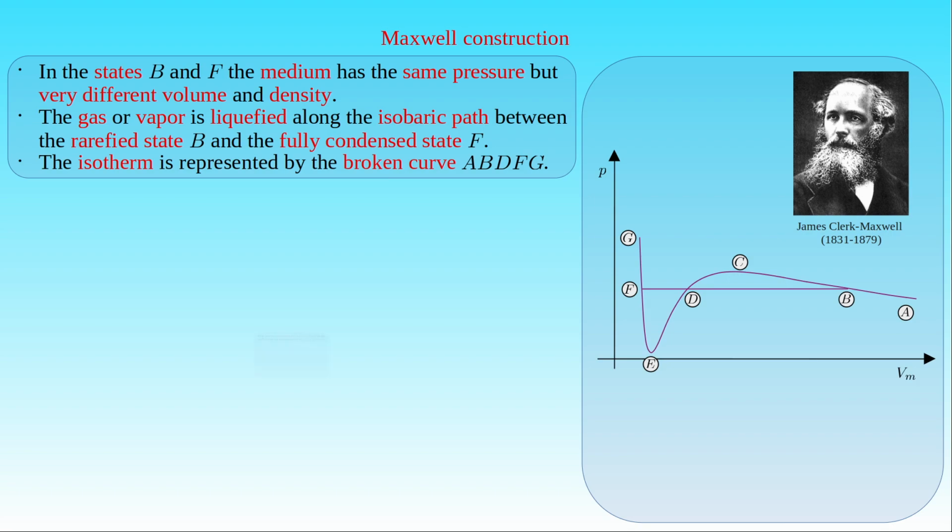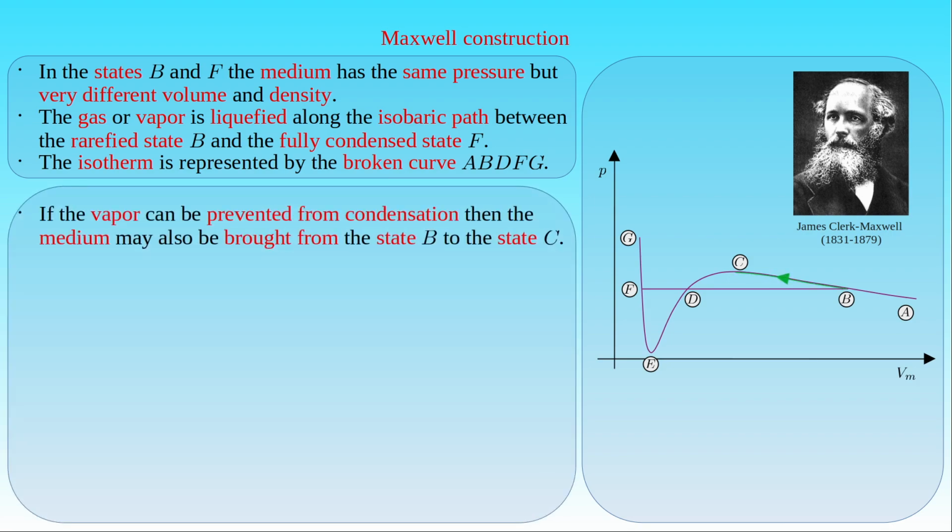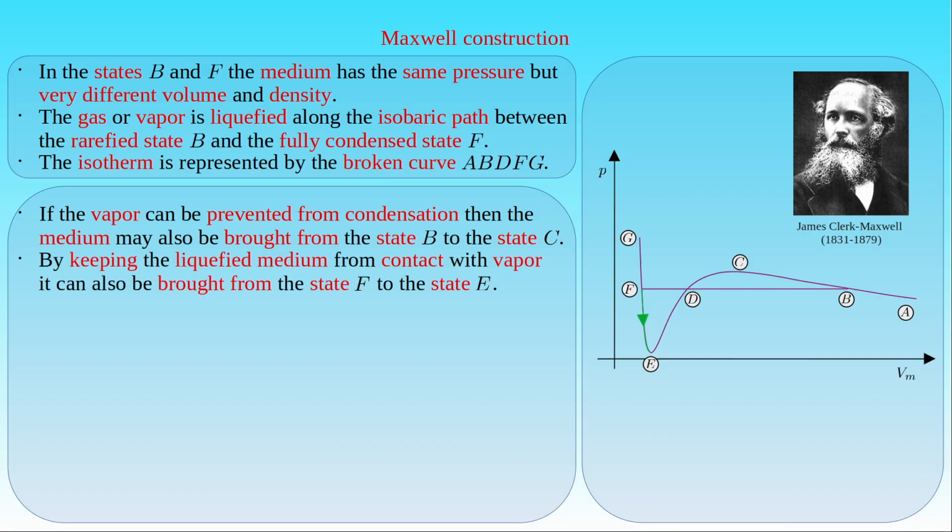If one is able to prevent the saturated vapor from condensation, the medium can also be brought from the state B to the state C along the green curve. Similarly, by carefully keeping the liquefied medium from contact with vapor and preserving it in the liquid condition, the medium may also be brought from the state F to the state E along the green curve.